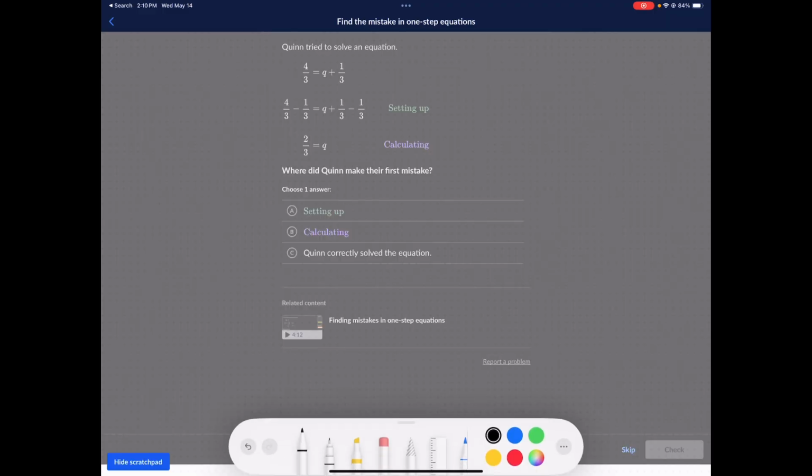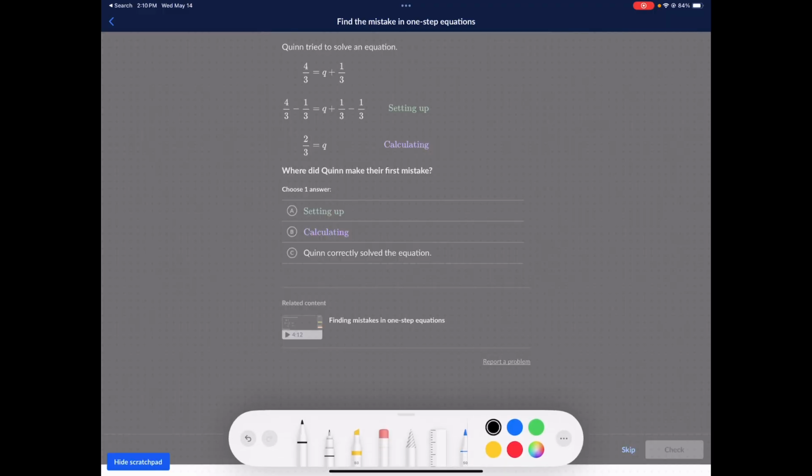Alright, so... Okay, so... I know it's wrong because I can do math problems fast. I know it's not 2/3, it's 3/3. Ooh, she messed up calculating. 4 minus 1, that's 3/3, or just 1. Because you're subtracting 1/3 on both sides because of the 1/3 on the q side to get q by itself. So it's calculating.